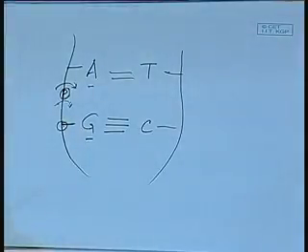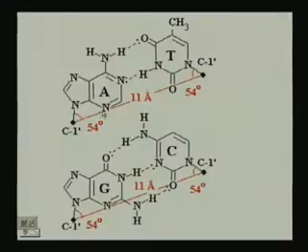And if you look at this result here, we have A and T. What is this base pairing?